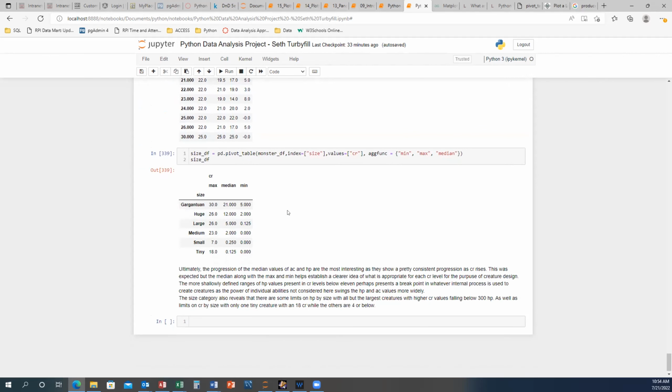And then down here, I just wanted to look at size and the CR. So the tiny thing here, that 18 is an outlier. That's only one creature. Most tiny creatures are like 4. So you can see there are CR limits to size, right? You wouldn't make a small creature that was like CR 25 or something like that, right? You probably want to keep it around this range if you want to stay within the limits that the game designers made.